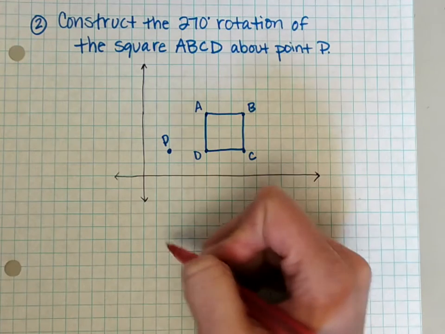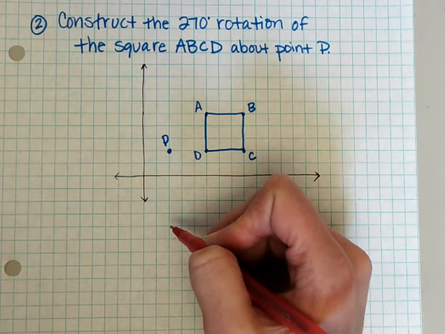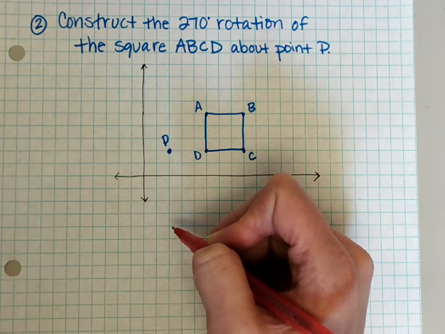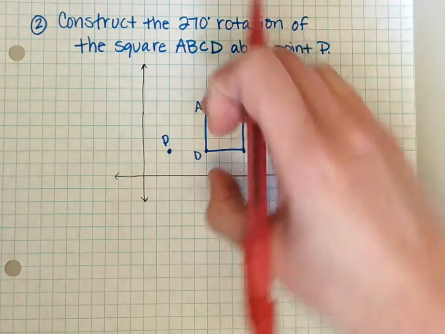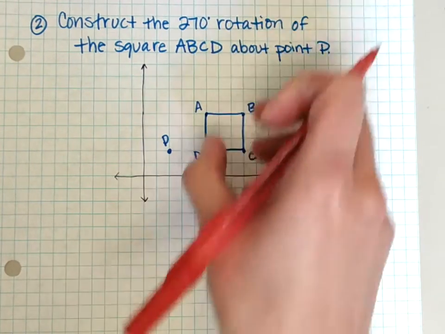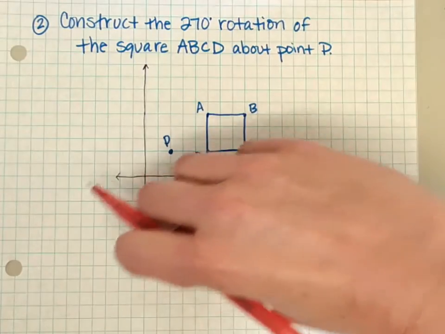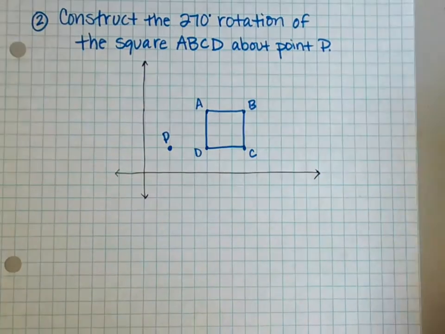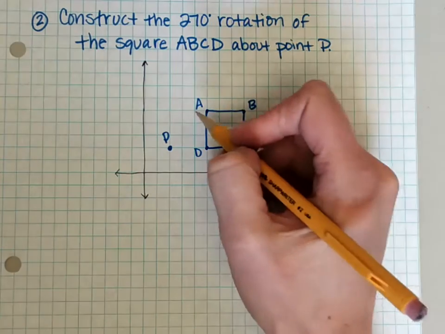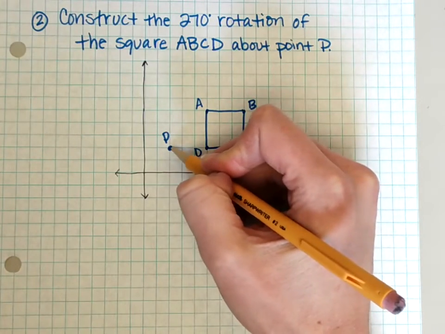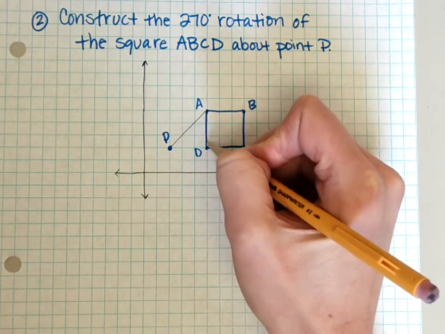If I go backwards 90 degrees, it's going to land on the same place that 270 degrees is. So I'm going to actually rotate clockwise, which is opposite of what I've told you. But if I rotate 90 degrees, that's the same as rotating 270 degrees counterclockwise. So I'm going to do the exact same thing I did in problem 1. I'm going to start making right triangles with each point and the point of rotation.